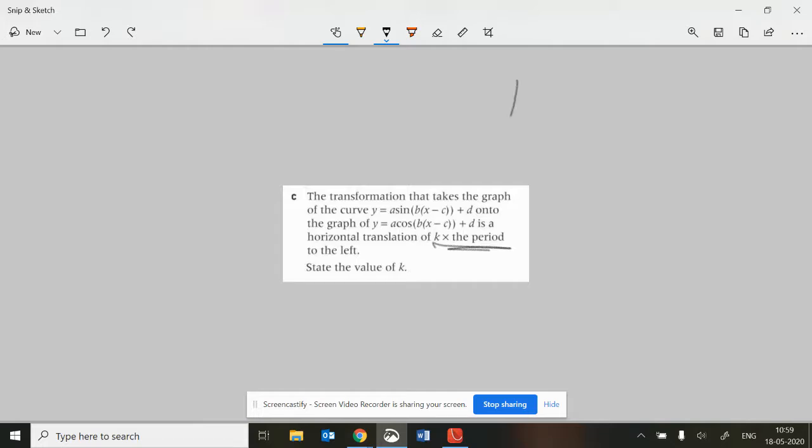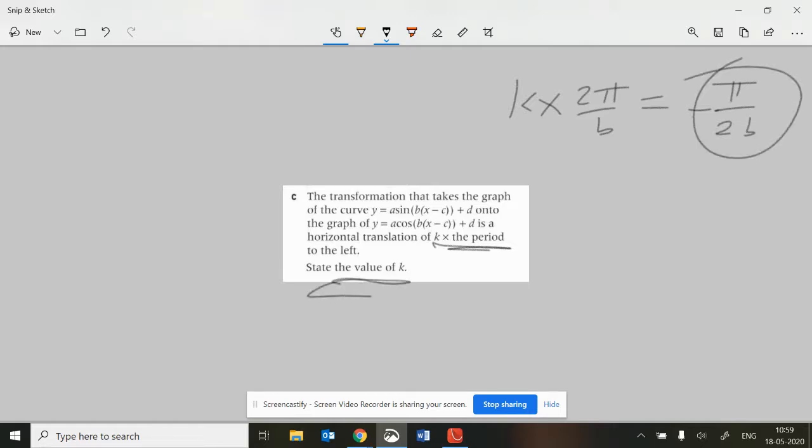Well, the period of these graphs is 2 pi over b. Now, k times the period is this. If that's the translation, well, we know the actual translation is minus pi over 2b. And this says state the value of k. Well, that's the thing I've just worked out previously. This is setting up the question, because they've said the horizontal translation is k times the period to the left. So k times the period is this, and therefore you'd need to solve that.